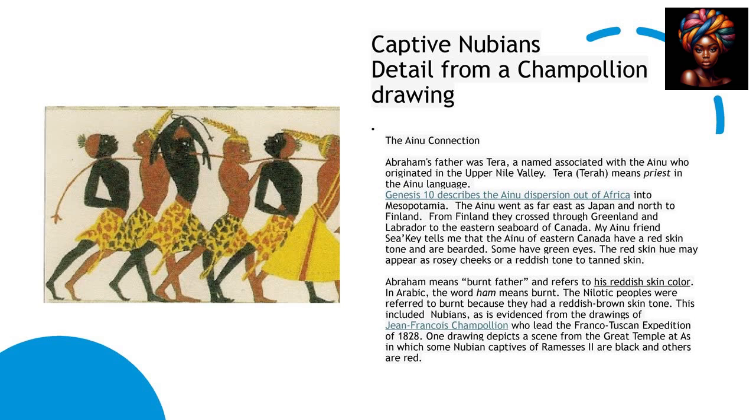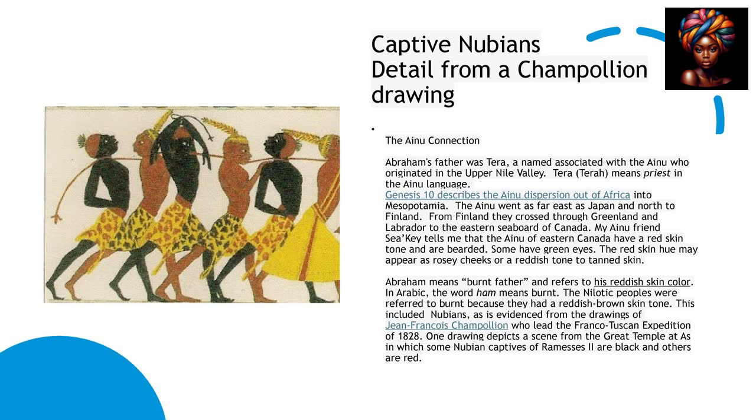It says, Abraham means burnt father and referred to his reddish skin color. So, if you see a Nilotic people, I should have put it on here. Some of them have really dark skin, but you can see that red undertone. And that's with most of those people of color, they have a red undertone. I have a red undertone. My brother's dark as I don't know what, but he has a red cheeky undertone.